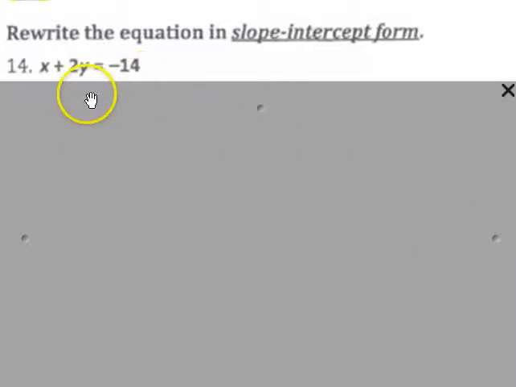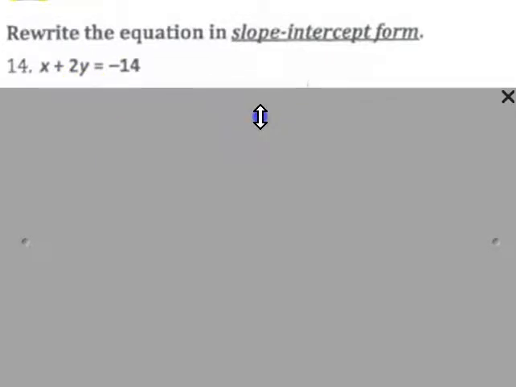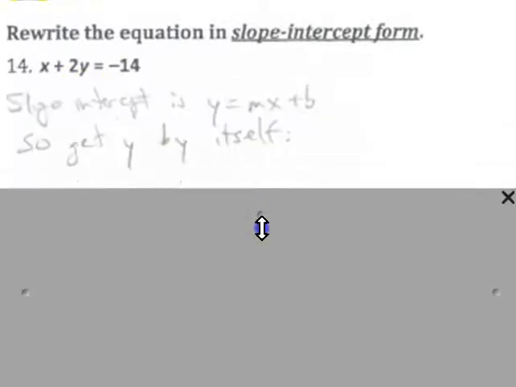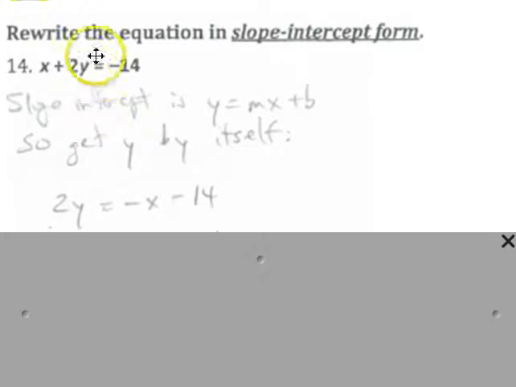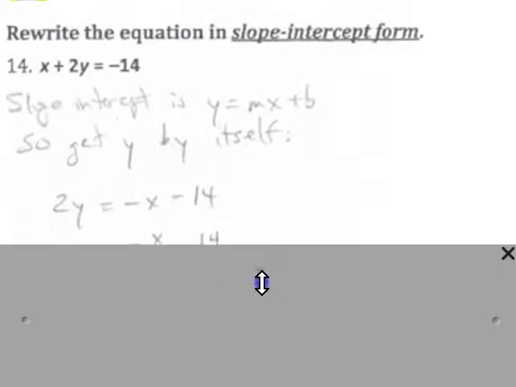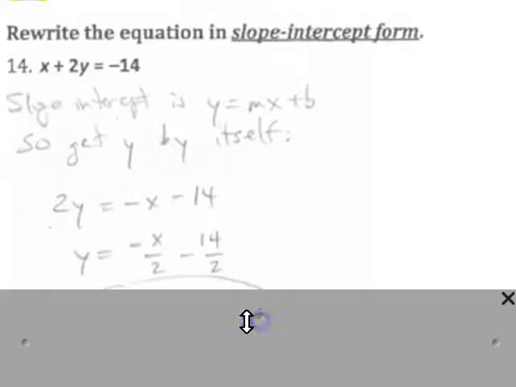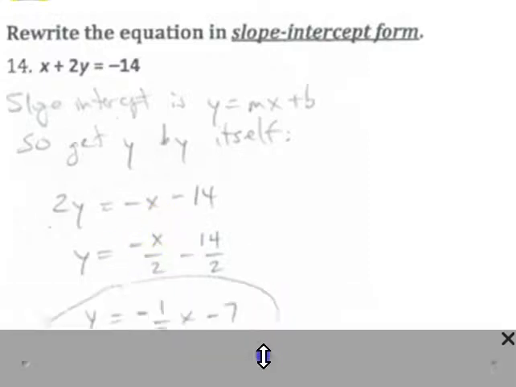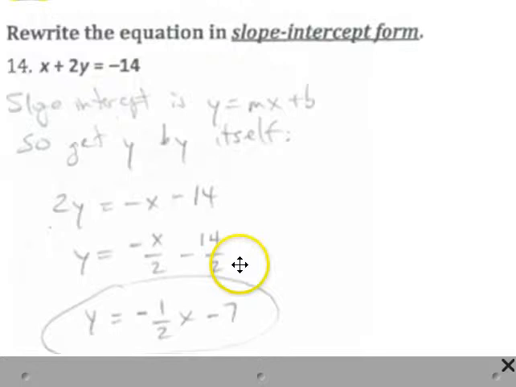Slope-intercept form is where y is by itself on one side and everything else is on the other. So I've got to move over the x. I've now left 2y here, but I've moved the x over. It's now negative x minus 14. Now I have to divide everything by 2. And an easier way to think of negative x over 2 is negative 1/2 times x. An easier way to think of negative 14 over 2 is negative 7. There's my equation. Again, hit the pause button wherever you need me to. I'm just going to keep moving right along.